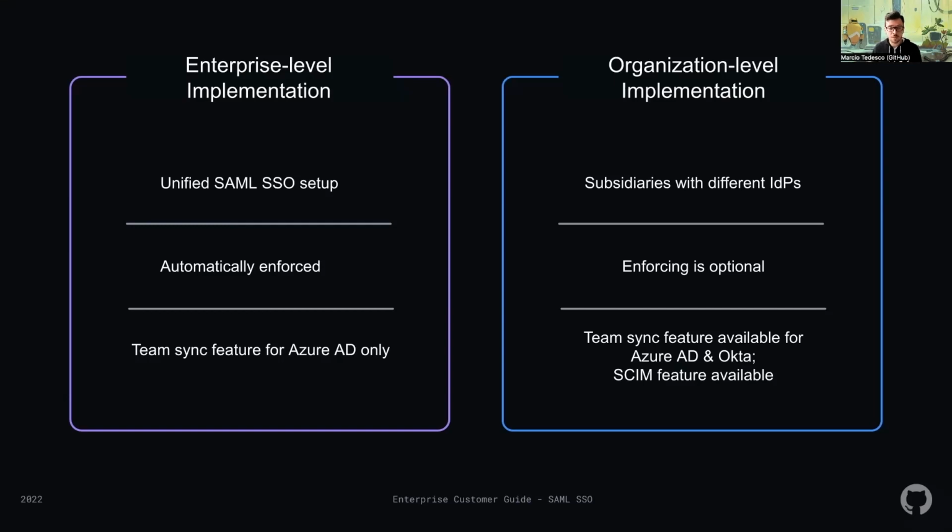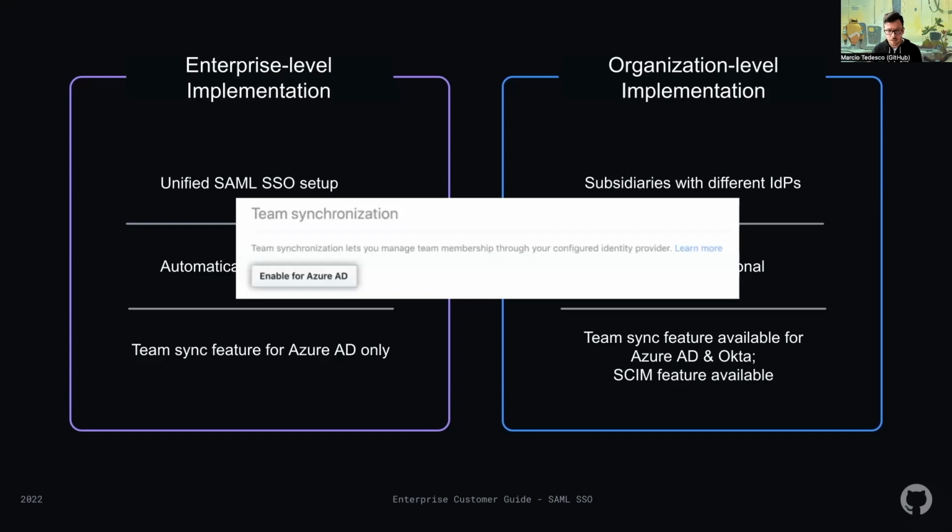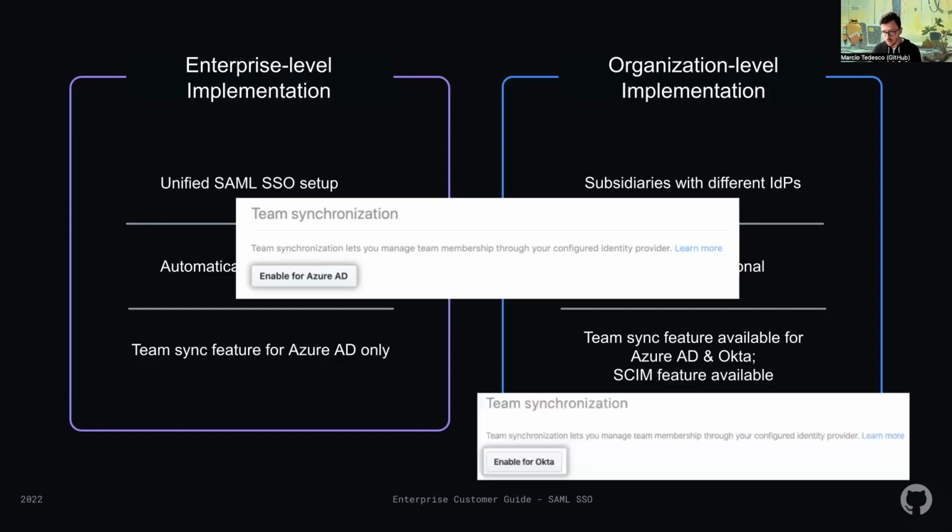The last differentiator I'd like to talk about is feature availability. There are more features available if you do the implementation at the organization level than at the enterprise level. For example, team synchronization. Team synchronization is a feature that allows you to synchronize up to 5 identity provider groups with a GitHub team. Check out the description box for more details on how this feature works. It's currently available on Azure AD at the enterprise and organization level, and for Okta, it's available only at the organization level.